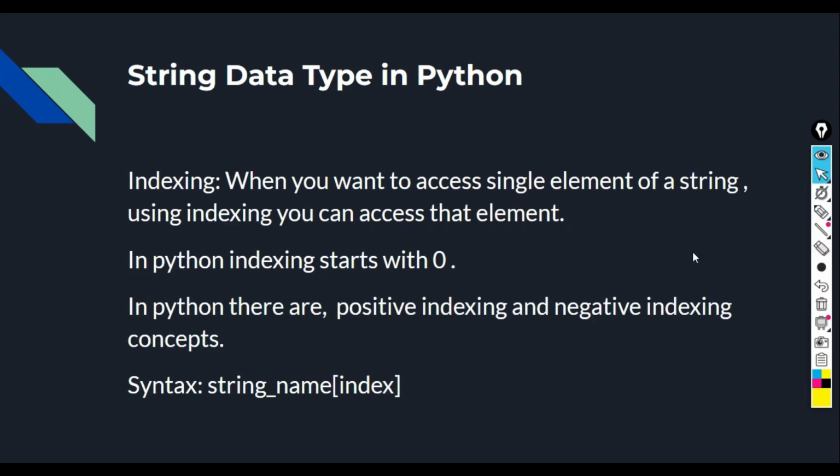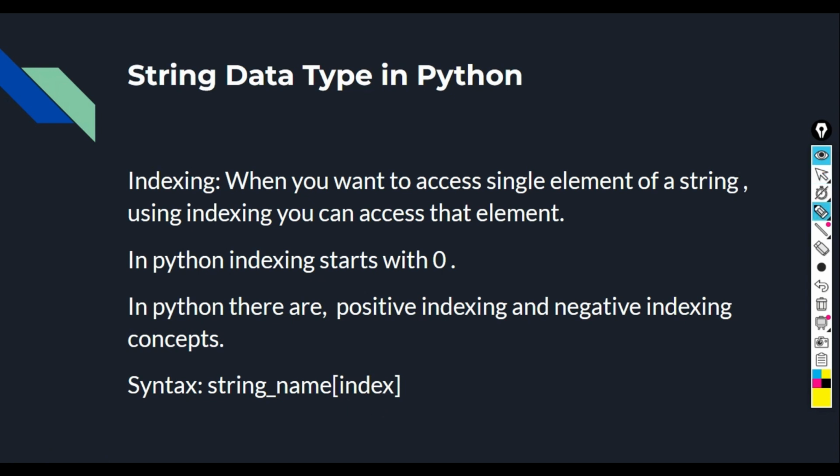Whenever we want to access a single element of a string, at that time using indexing we can access that element. In Python, indexing starts with 0, and there are two types of indexing: positive indexing and negative indexing. So how to access an element using an index? You have to give the string name, whatever your variable name is, and here you have to provide the index.